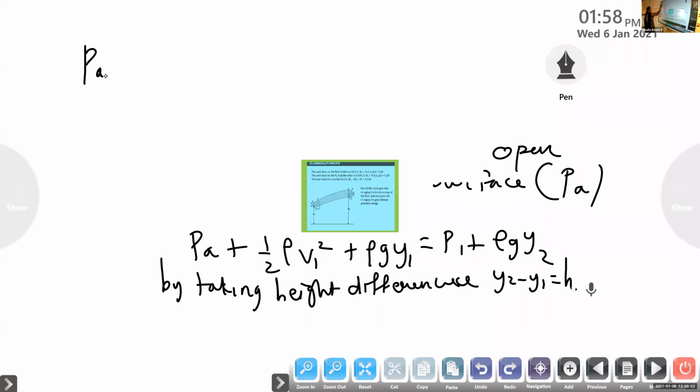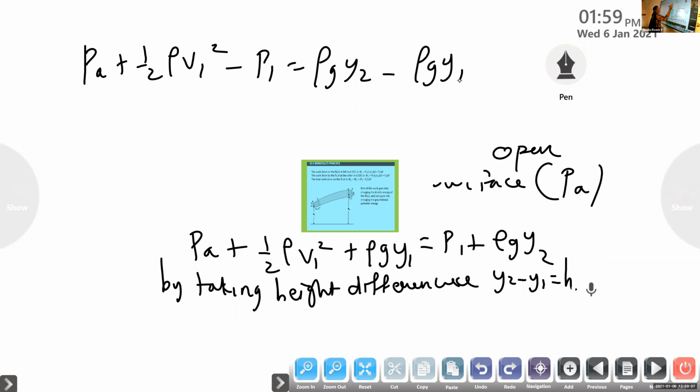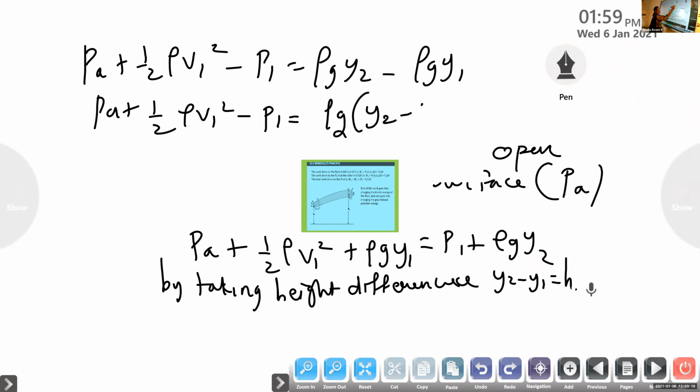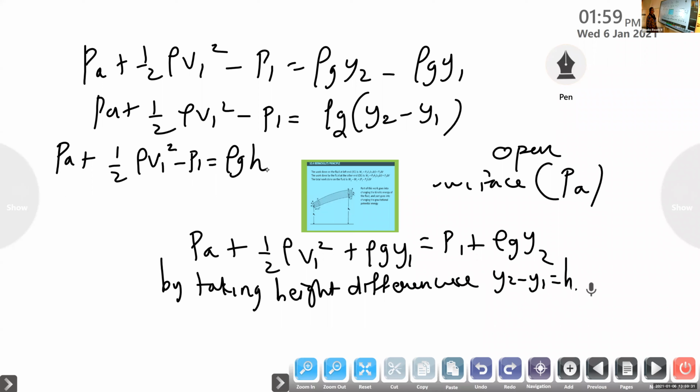Thus PA plus half rho V1 square, P1 take it this side, minus P1 this side is equal to rho G Y2 minus rho G Y1. Then next step you can write half rho V1 square minus P1 is equal to rho G, take it common, rho G is equal to Y2 minus Y1. Then our equation is again going to change. PA plus half rho V1 squared minus P1 is equal to rho G H.